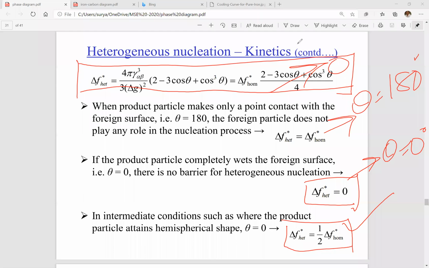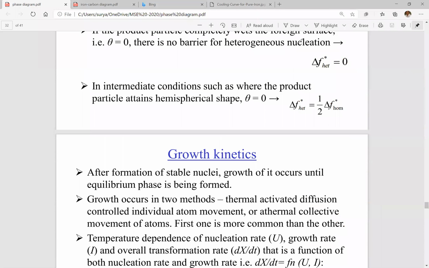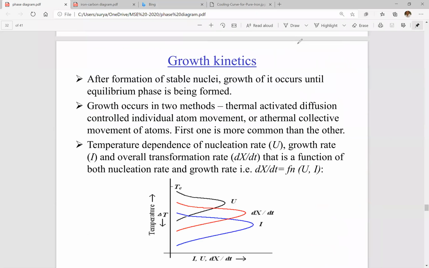Next, there are two terms, as we said, for the phase transformation that occurs due to nucleation and growth. And we see that nucleation has two categories: one is homogeneous nucleation and another is heterogeneous nucleation. The kinetics associated with the homogeneous and heterogeneous nucleation processes have been discussed. Now we'll go to the growth kinetics.